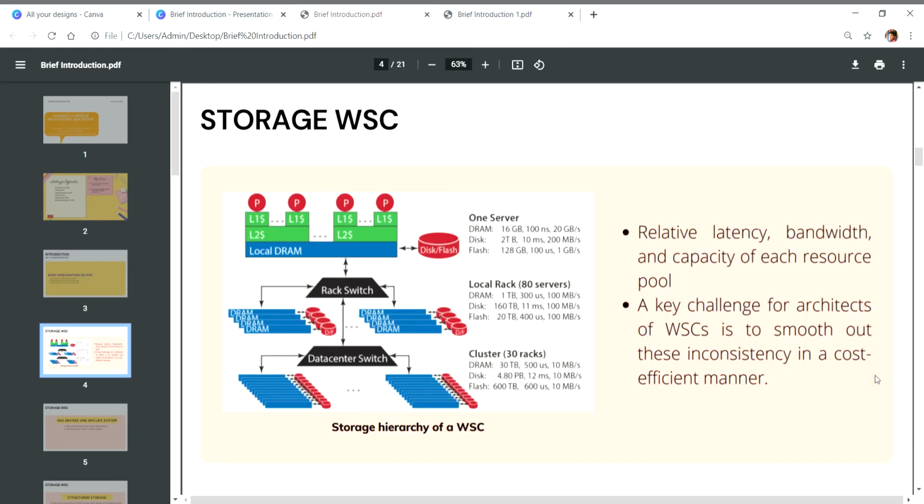So this is the storage hierarchy of WSC, where this figure attempts to quantify the latency, bandwidth, and capacity characteristics of WSC. For this illustration, we assume that we have a system with 2,400 servers, each with 16 gigabytes of dynamic RAM and 2 terabytes of disk drive. The key challenge here for the architects of WSC is to smooth out this inconsistency in a cost-efficient manner.